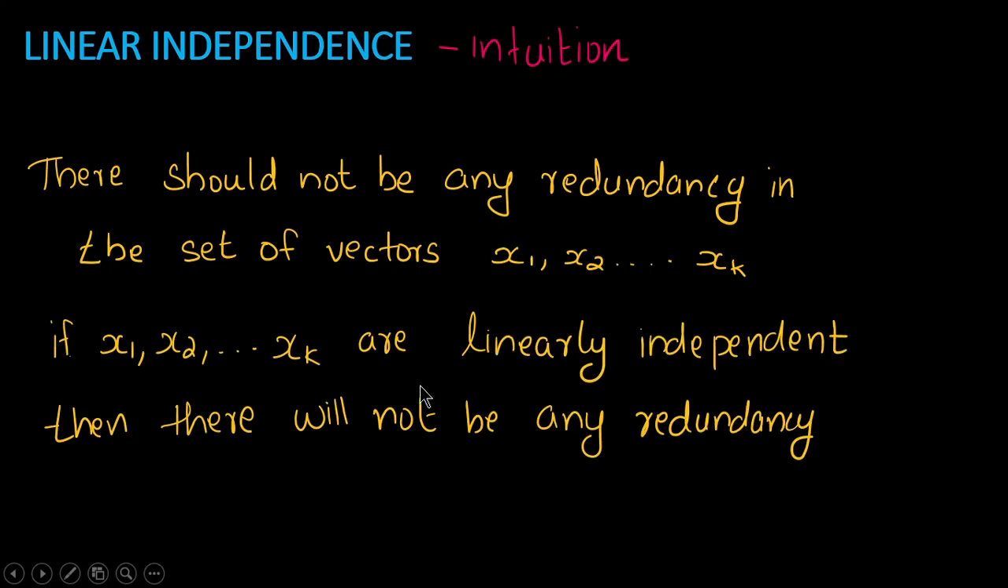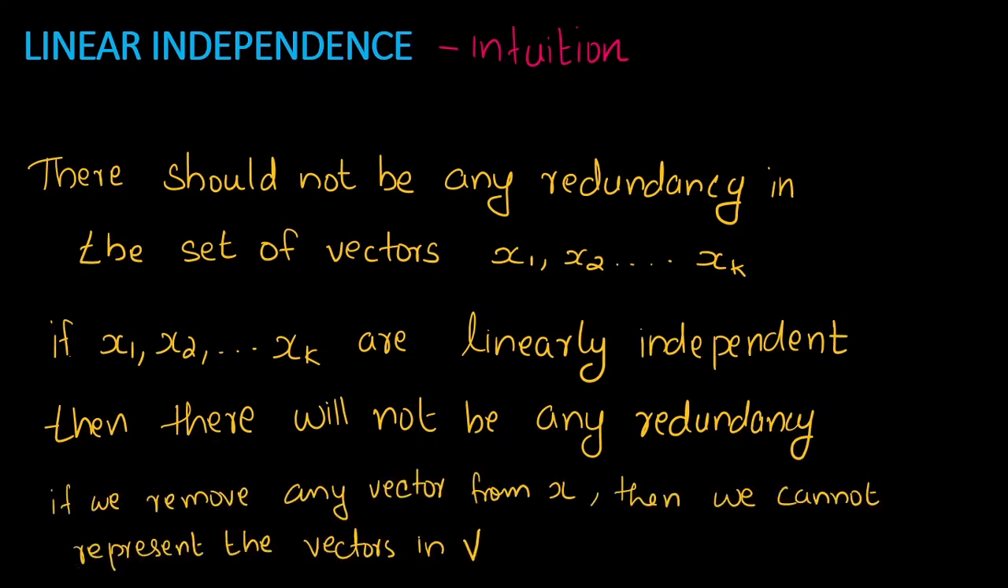So if x1, x2, etc., xk are linearly independent, then there will not be any redundancy. If we remove any vector from x, then we cannot represent the vectors in V. So that should be the condition. All the elements in x should be necessary elements, necessary vectors.